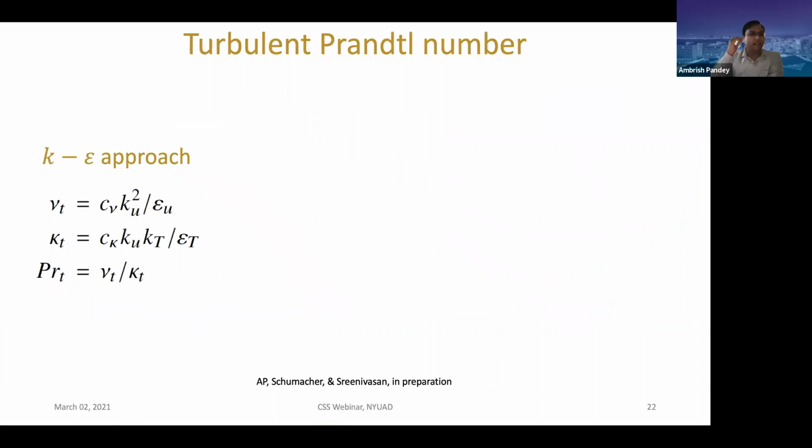Okay, so finally, in our recent effort, we are trying to understand, since the convection in the sun occurs at extreme Prandtl numbers and Rayleigh numbers also.